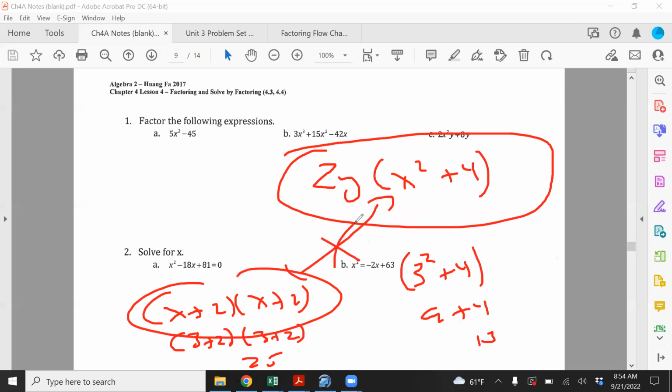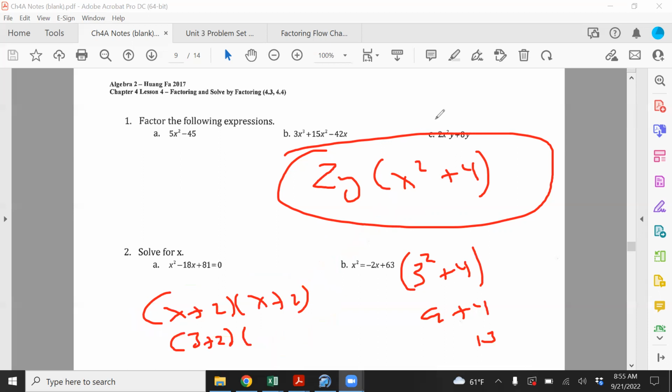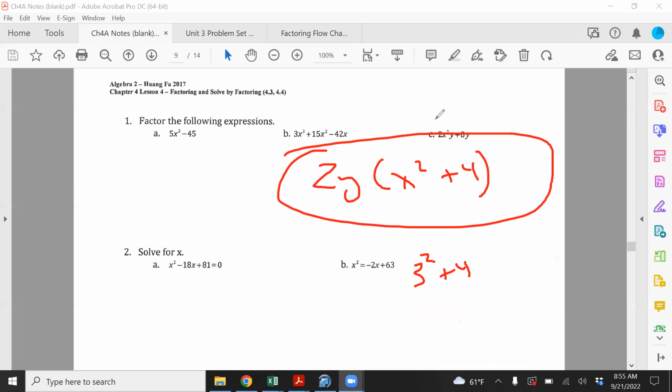So you can't assume x squared plus 4 is going to be x plus 2 times x plus 2, because what is x plus 2 times x plus 2? It's x squared plus 4x plus 4. So those are not the same. I'm just telling you, there's no such thing as sum of two squares. There's a difference of 2 squares, but not sum of 2 squares. There's no such thing.